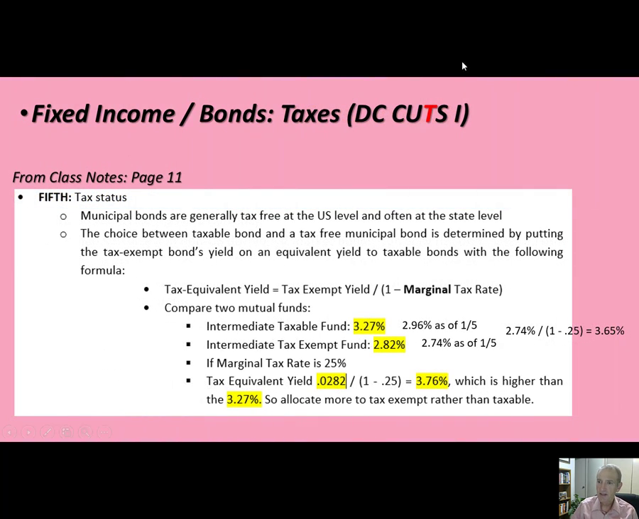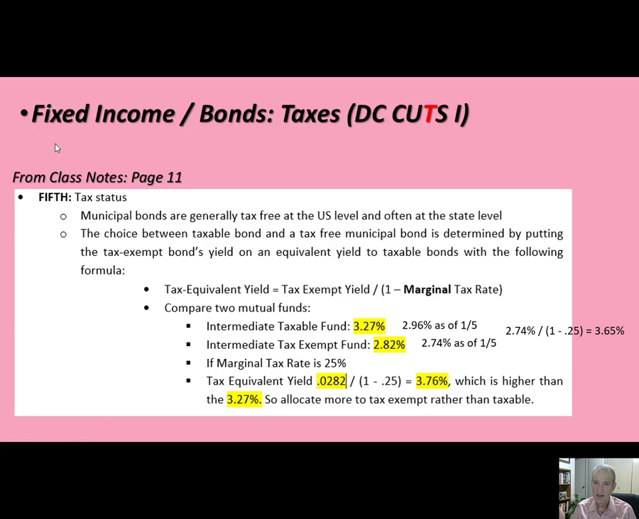The next one is the T. T for taxes. So what you want to talk about here is define it first. And you define it first by giving the categories. The categories are very simple. There's taxable bonds and there's tax-free bonds. Most bonds are taxable, but the United States allows municipal bonds to be tax-free at the U.S. level and sometimes at the state level as well.